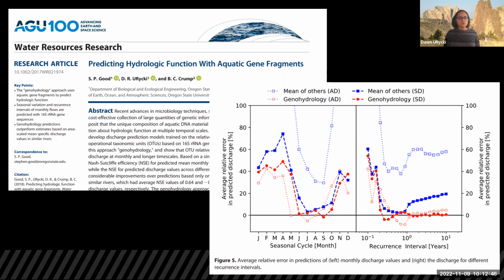So the predictions weren't perfect. What you're looking at here in these plots is the average relative error between our predictions and the actual observations. They weren't perfect, but they were better than just using this benchmark mean of the other 5 rivers. So it seems that the genetic data does add some information. So we hypothesized from there that there was some connection between hydrology and microbial communities that we could capitalize on to advance hydrologic research.